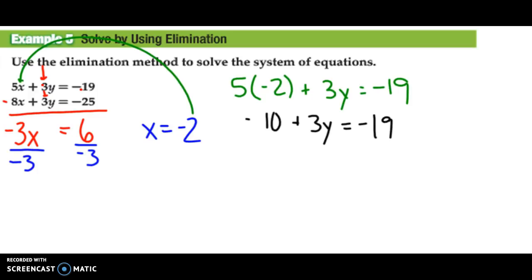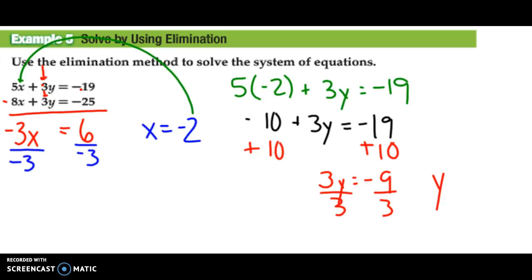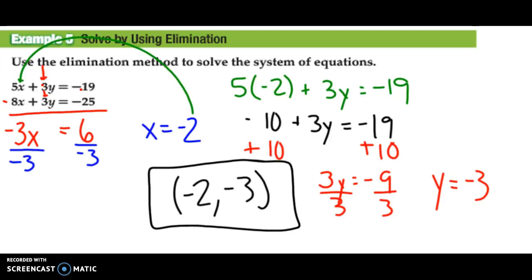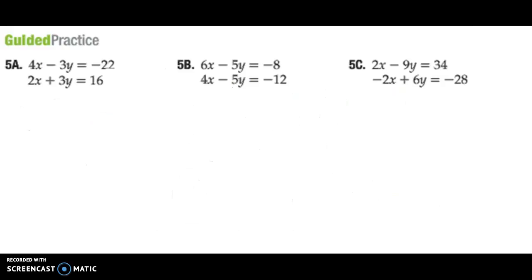All the y's are on the left, so I'm going to make sure all the numbers are on the right. I add 10 to both sides, and I find that 3y is equal to negative 9. Divide both sides by 3, and we find that y is equal to negative 3. So the solution to my system is actually the point negative 2, negative 3. Remember, our solutions generally are ordered pairs, an x and a y. Here's a couple of guided practice problems you can also try.